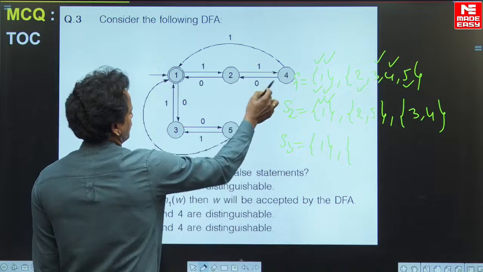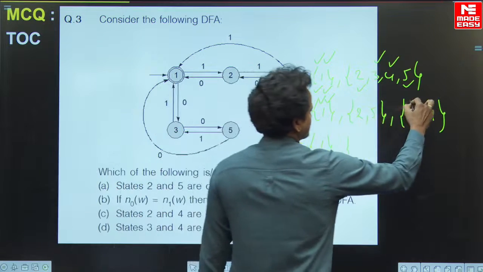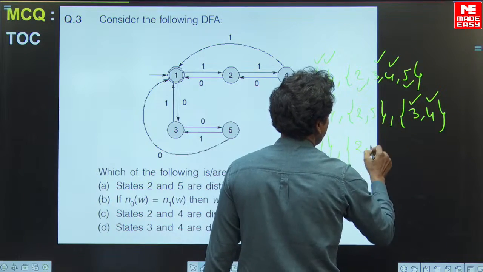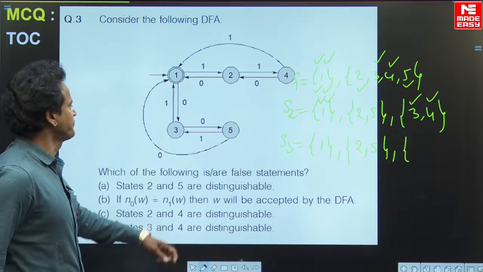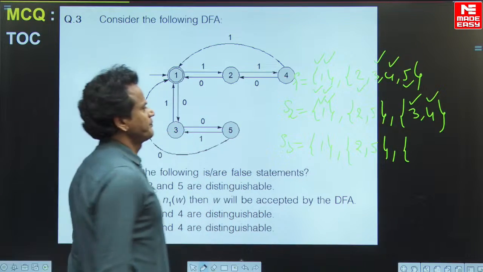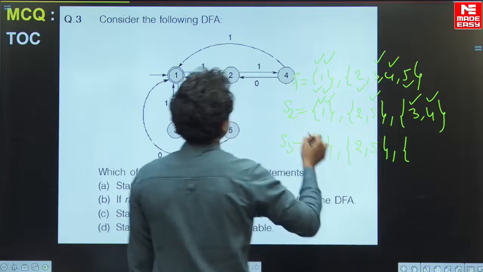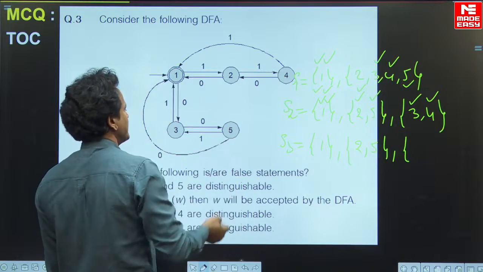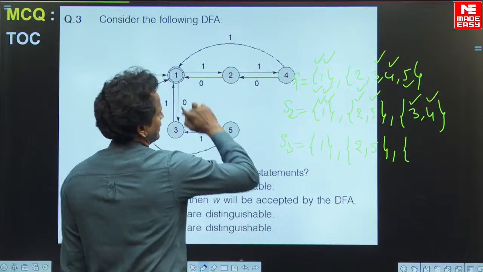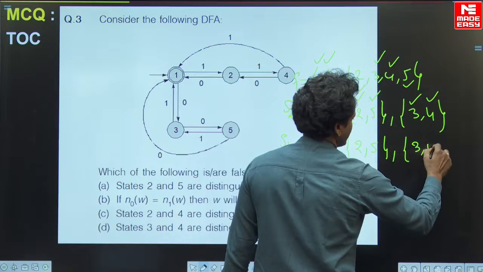2 on 1, 4 and 5 on 1, 3. So they are 1 equivalent. So 2 and 5 are 0 equivalent and 1 equivalent. Coming to 3 and 4, 3 on 0, it is 5. And 4 on 0 it is 2, so 3 and 4 are 0 closer, and 3 on 1, 1, 4 on 1, 1, 1 closer.